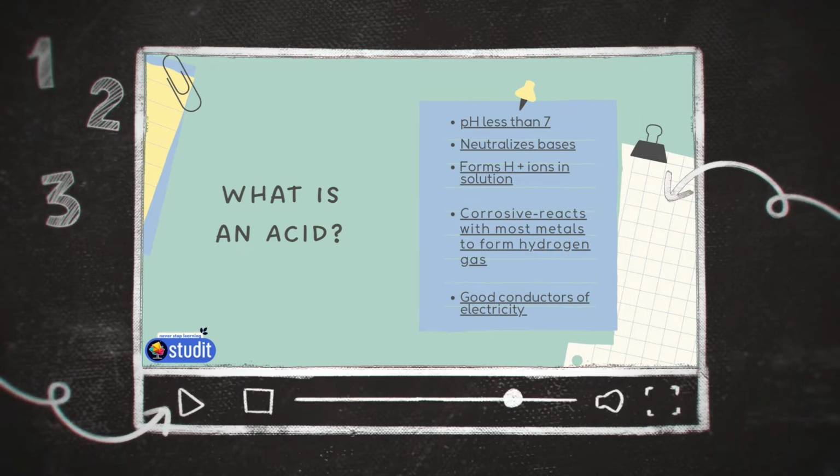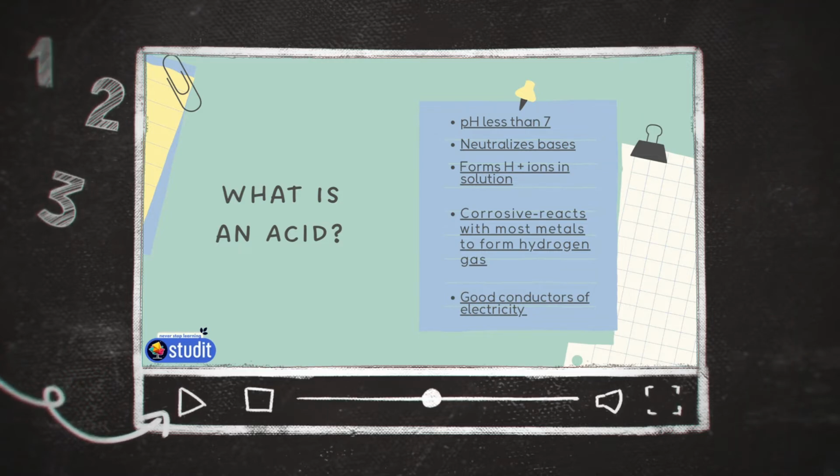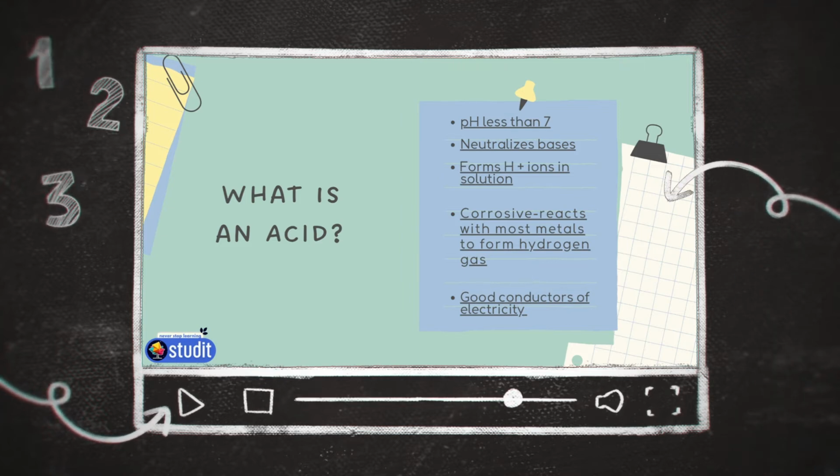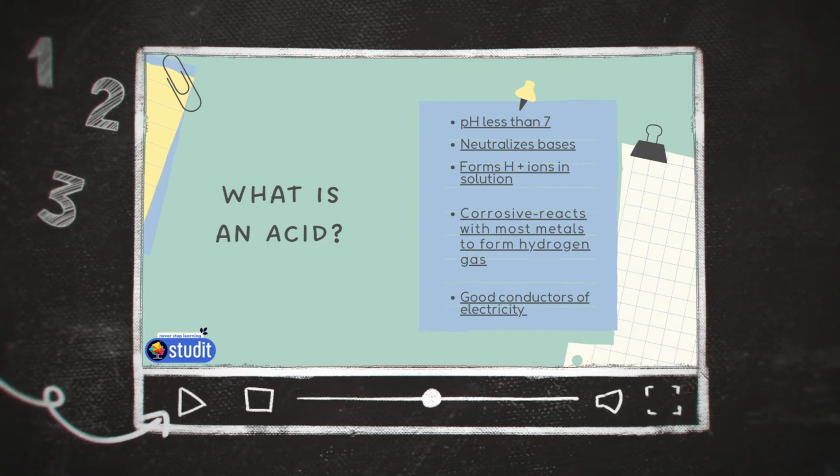The acids form H plus ions. Yes, H plus ions means in the solution it always comes with an H plus ion, which is otherwise called a hydrogen ion. Sometimes it combines with water and creates hydronium ions. Next, the acid is corrosive and reacts with most metals to form hydrogen gas. Yes, the acid reacts with the metals and comes up with hydrogen gas.